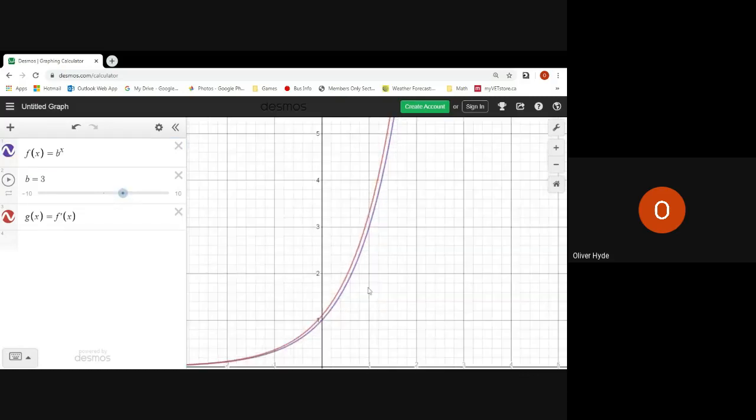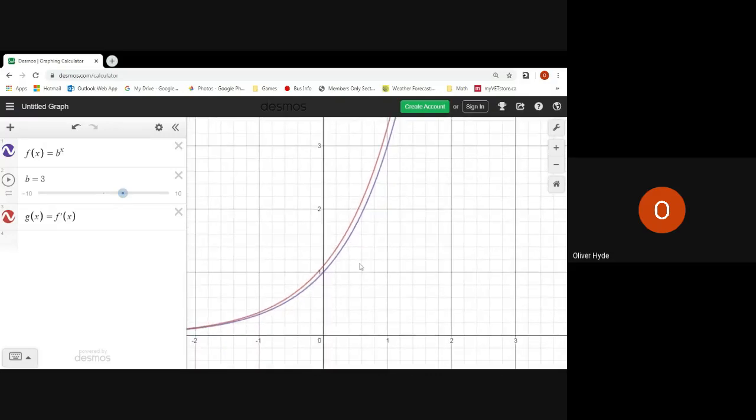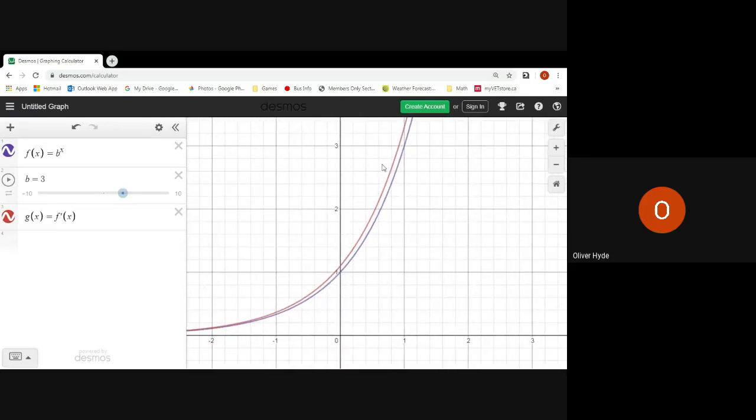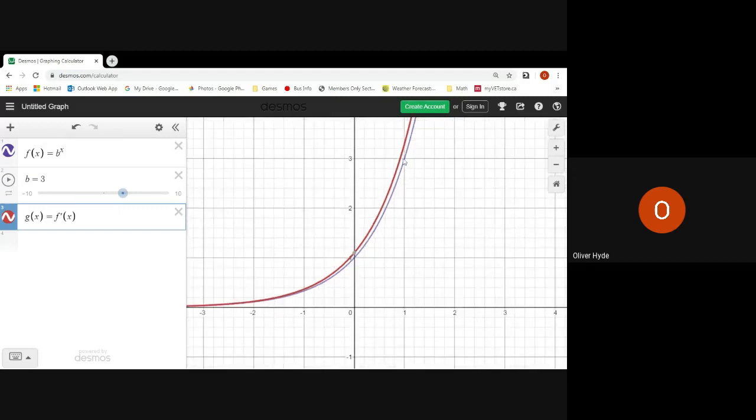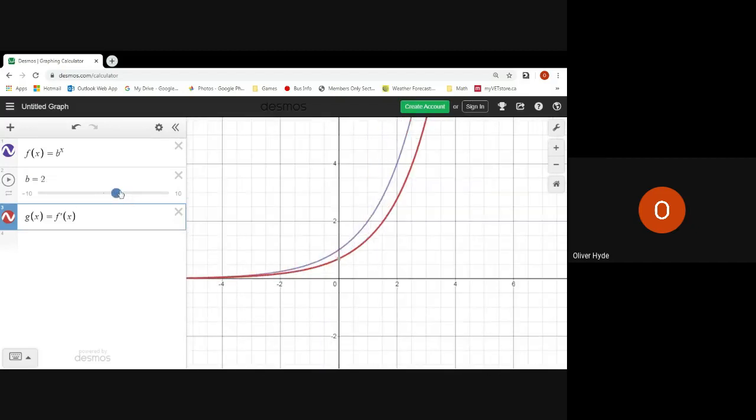If we put in a base of 3, I can see the exact same properties. My rates of change are still exponential. And then it turns out, though, that when my function has a height of 1, the rate of change is a little bit higher than 1. When my function has a height of 3, my rate of change is a little bit higher than 3. Right. These are nice reference points here for exponential curves.